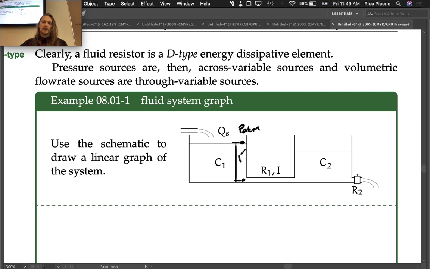That's going to be the pressure of that tank that builds up. So the height of the water in the tank is going to determine how much pressure builds up at the bottom of the tank. And that's the fluid capacitance associated with a tank. And so that's why we've labeled it C1. We're going to model that as being a fluid capacitor.